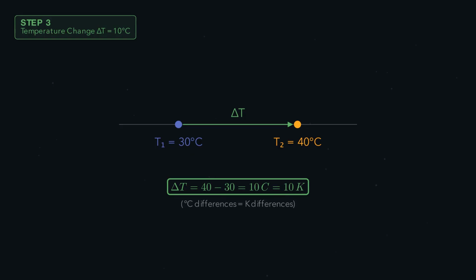Step 3. The temperature change is simply 40 minus 30. That's 10 degrees. And notice that a 10 degrees Celsius change equals a 10 Kelvin change, so no conversion needed.